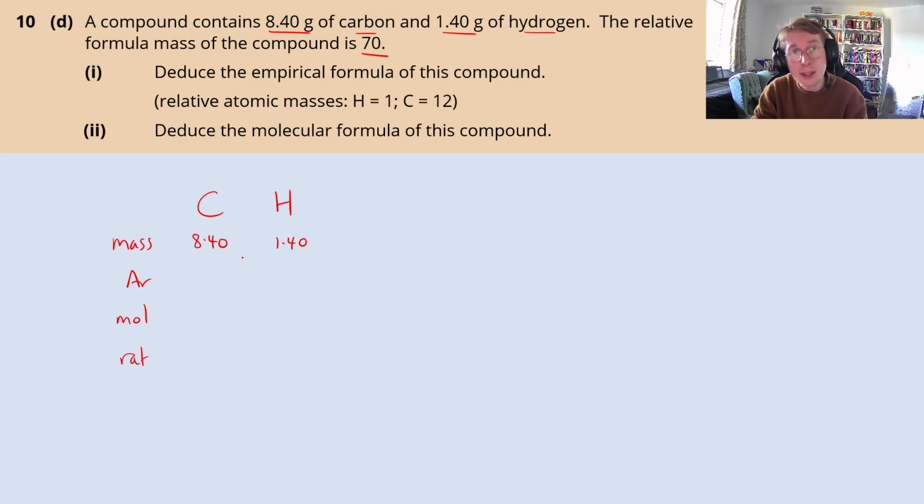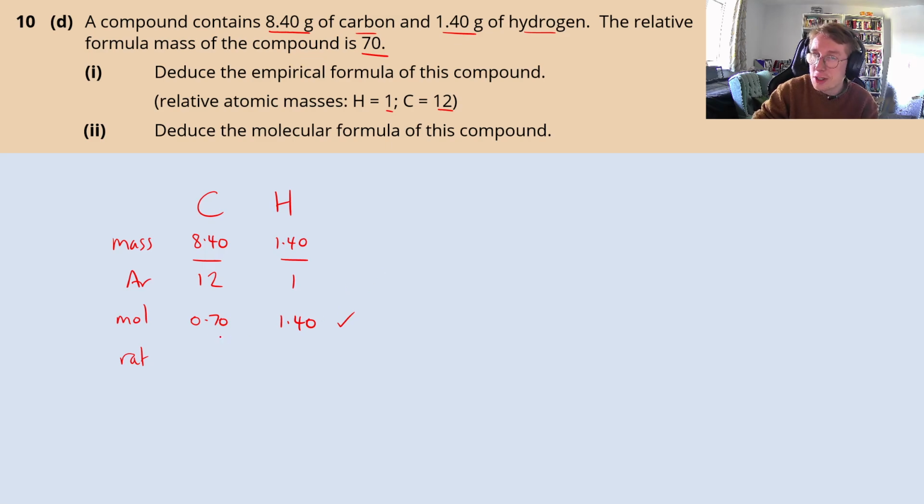We need to divide that by the relative atomic mass to get the moles. So the relative atomic mass of carbon, we're told here, is 12. The relative atomic mass of hydrogen is 1. We do those divisions. We get as our answer 0.70 and 1.40. If you get to that stage, you get 1 mark.